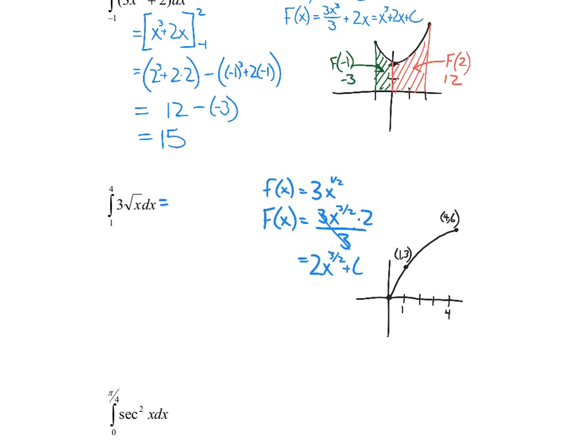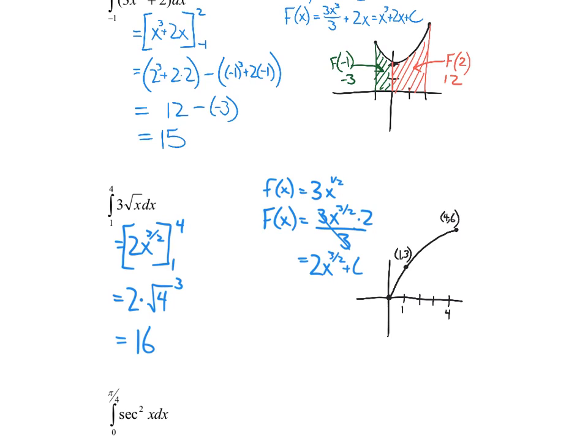There is a plus c, but we're not going to use it in the definite integral. Okay? So we have here 2x to the 3/2 that we are going to evaluate from 1 to 4. So if I plug in 4, it's 2 times, and I'm going to put the radicals in now, the square root of 4 cubed. That's what the 3/2 power is. And that part equals 2 times 8, so 16.